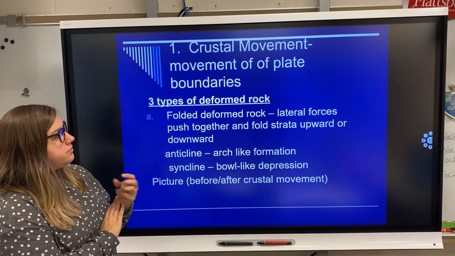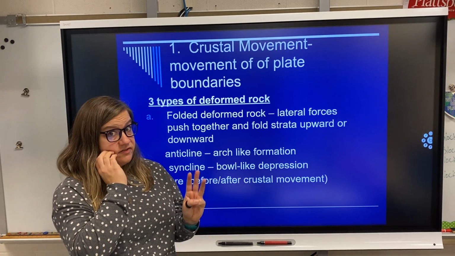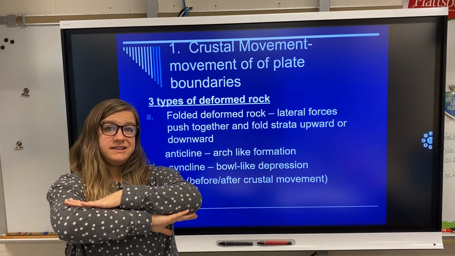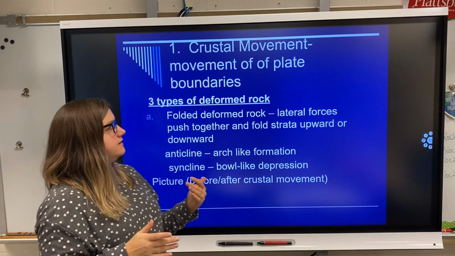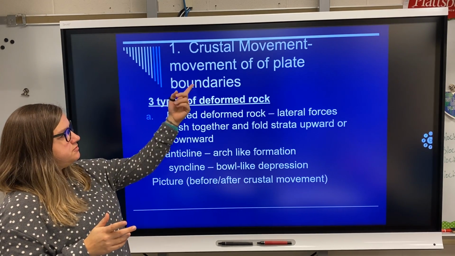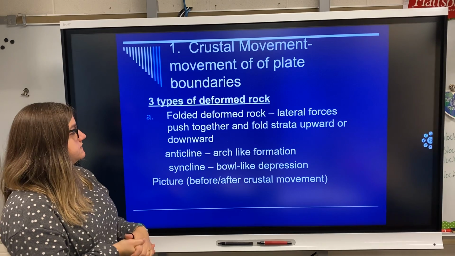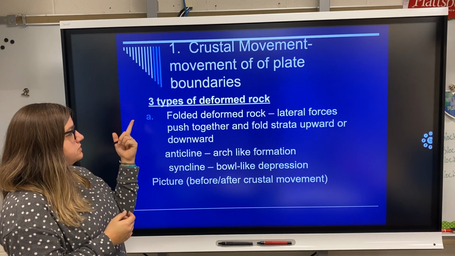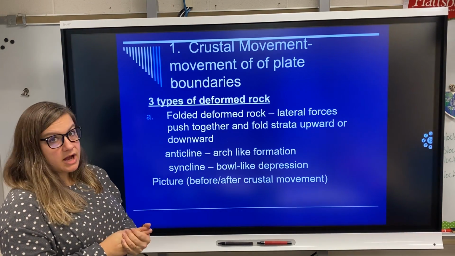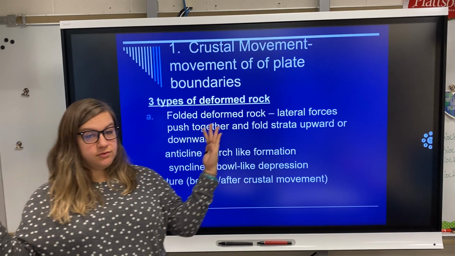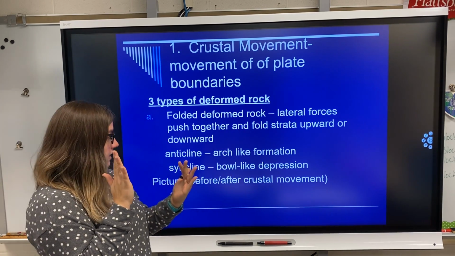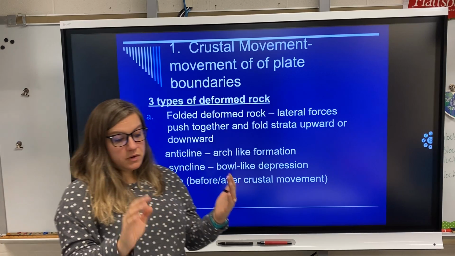So there are three types of deformed rocks. Because everything lays down horizontally, stuff breaks, okay? That shows crustal movement of these plate boundaries. The first one is folded and deformed rock. That's when you have lateral forces that push things together and it moves things upwards or downwards.